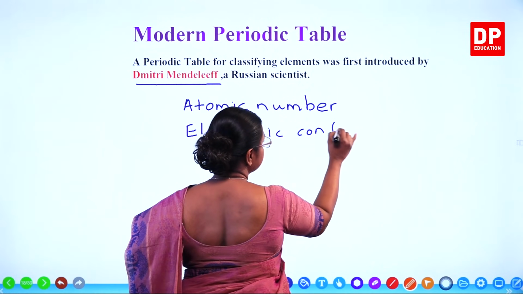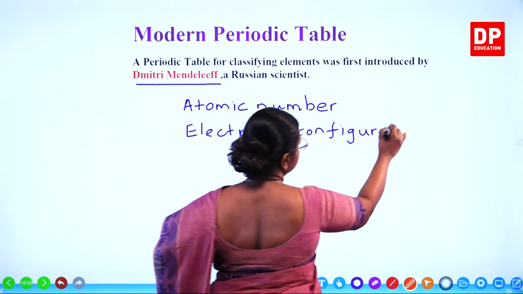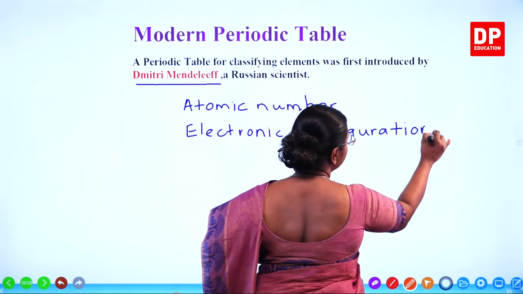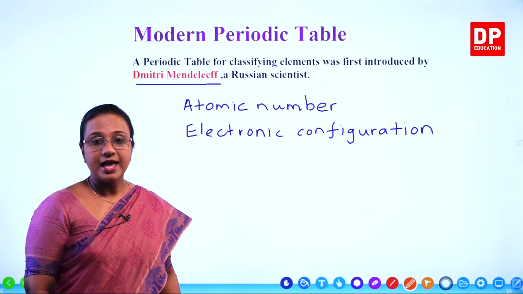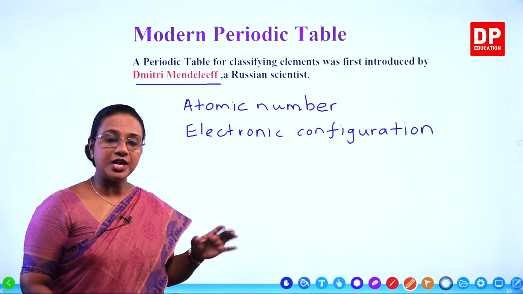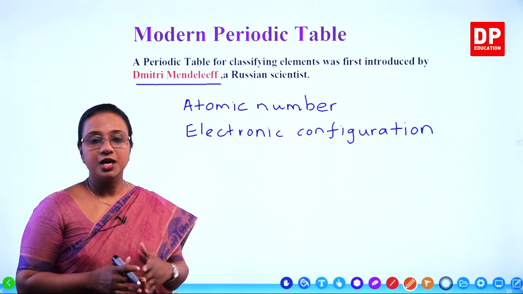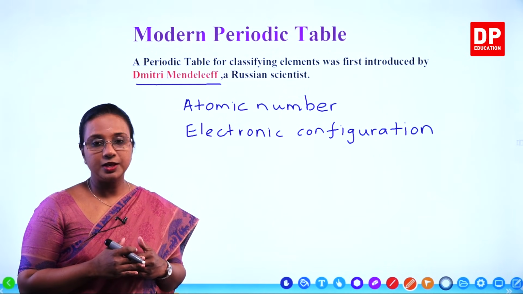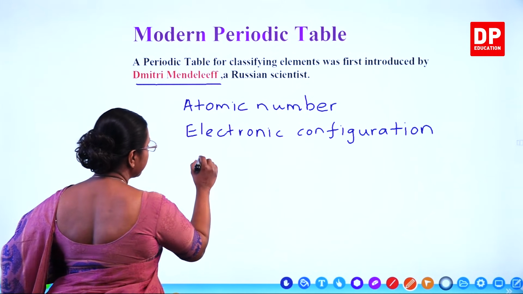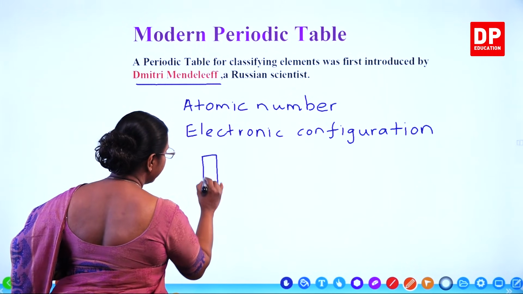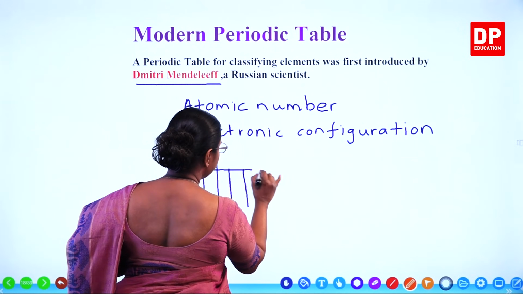We have discussed these two by now. You all know very well how to write electronic configuration for elements. And when this is used and the elements are arranged into a periodic table, you will see the shape of a periodic table. We will discuss it in detail, but for now, I will just show you all a basic structure of a periodic table.